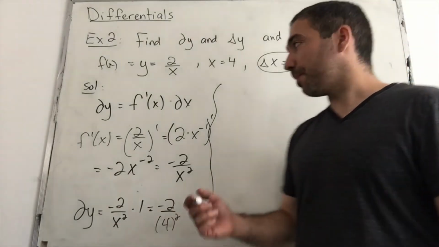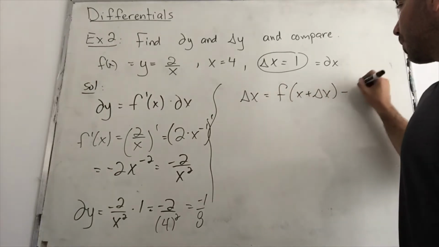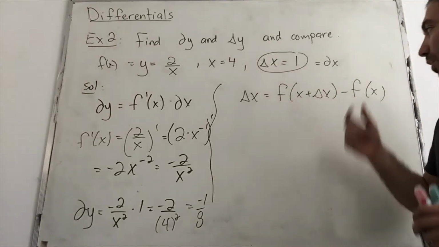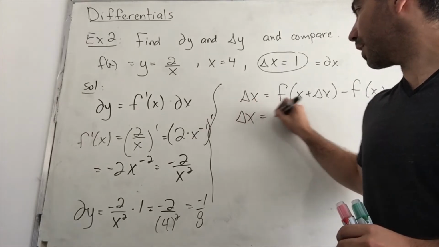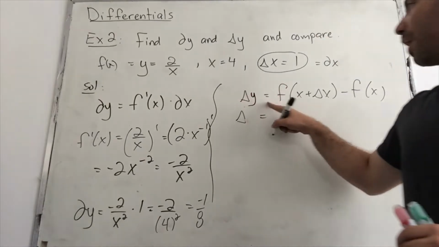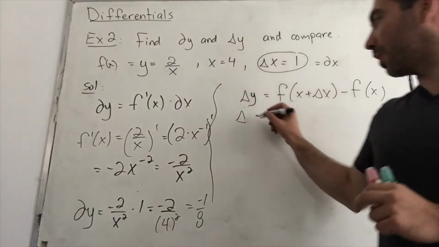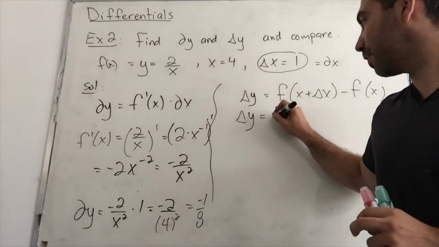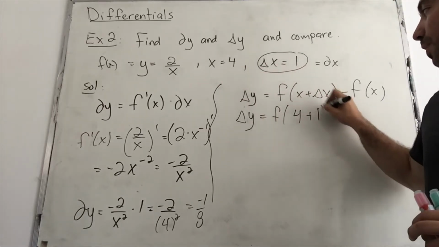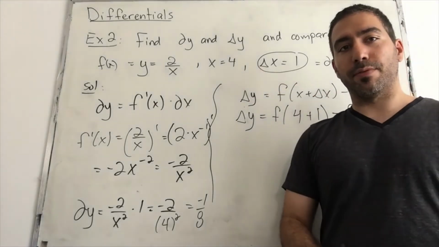Now let's go look at delta y. So the formula for delta y we said was f of x plus delta x minus f of x. So let's substitute our values into our function. We're looking for delta y. So delta y equals f of x plus delta x minus f of x. We know what x is. X is 4. So 4 plus delta x, which is 1, so plus 1, minus f of 4. So to find delta y, all we're doing is f of 5 minus f of 4.